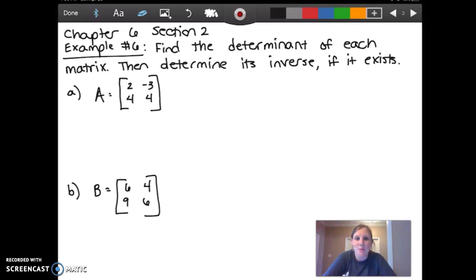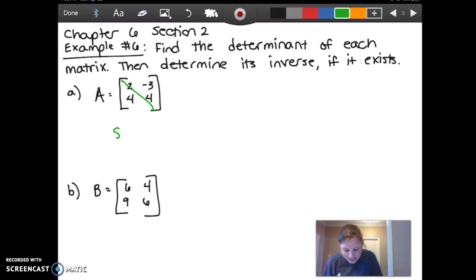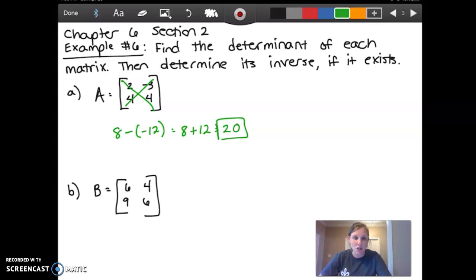All right, guys, this is chapter 6, section 2, example number 6. This is very similar to example number 5, except it's actually telling you to determine the determinant of each matrix, then find the inverse if it exists. So just going straight into this would be 2 times 4, which is 8, minus negative 3 times 4, which is negative 12. So this gives me 8 plus 12, which gives me a value of 20 for the determinant.